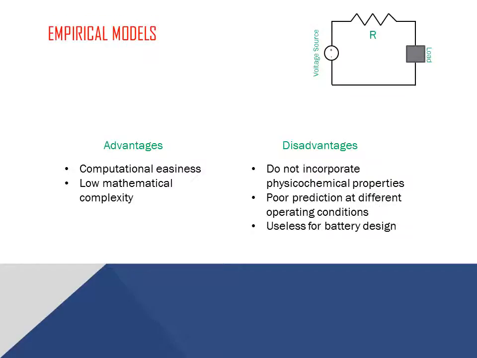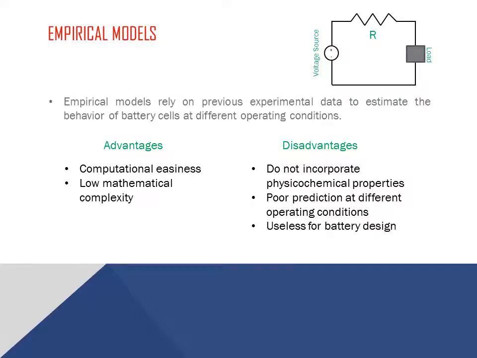The first type of model that we are going to look at is the empirical model. The diagram on the right-hand corner displays the most simple equivalent circuit model. However, more complex models may include additional RC circuits in parallel, describing different dynamics in a battery system. Empirical models rely on previous experimental data to estimate the behavior of battery cells at different operating conditions.